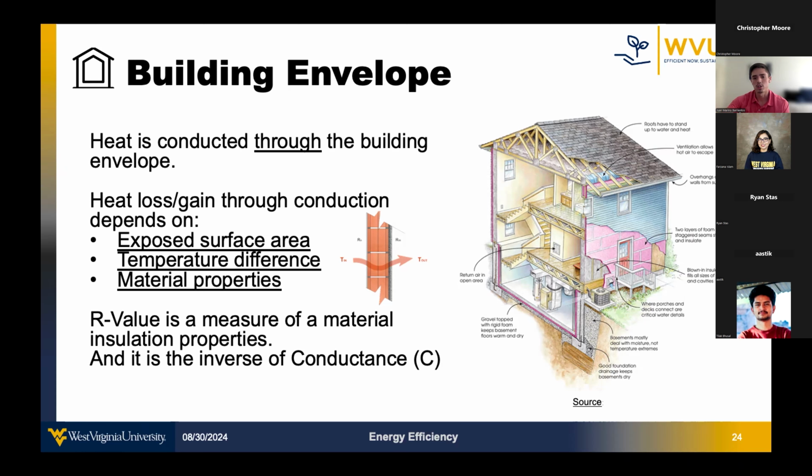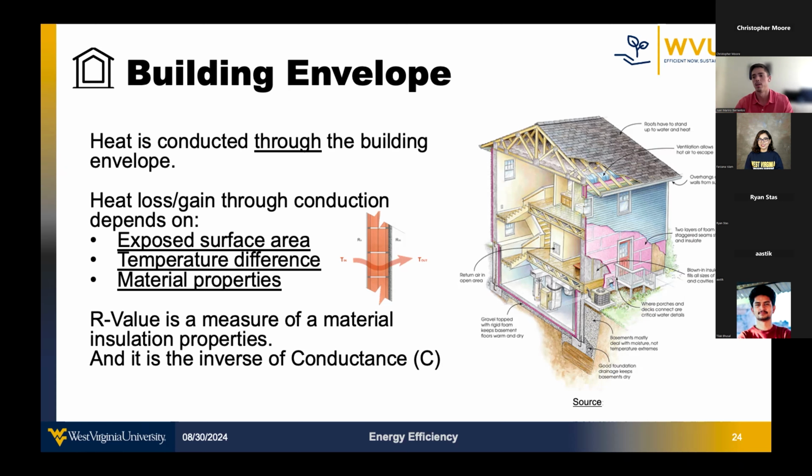So heat conduction is the primary way heat moves through the building envelope, right? Several factors influence the amount of heat that is lost or gained through conduction. And these are the exposed surface area. The larger the surface area that is exposed to different temperatures, the more heat will be conducted through the building envelope. So for example, if you have a large window, this will allow more heat to transfer than a smaller window.